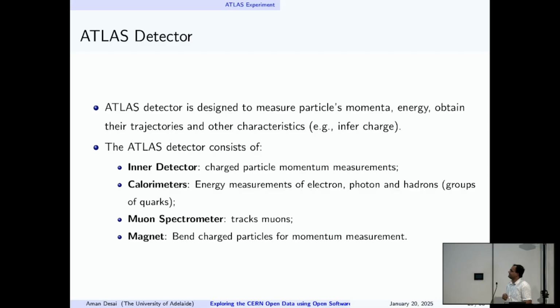The ATLAS detector is designed to measure particles' momentum, energy, the trajectories where they are flying, and other characteristics. For example, we need to know the charge of the particle, whether it is positively or negatively charged. It consists of subcomponents because you need different components to measure energies, charge, and trajectories. For muons, we have specific components. We have magnets to bend the charged particles. That's how the detector is made up.